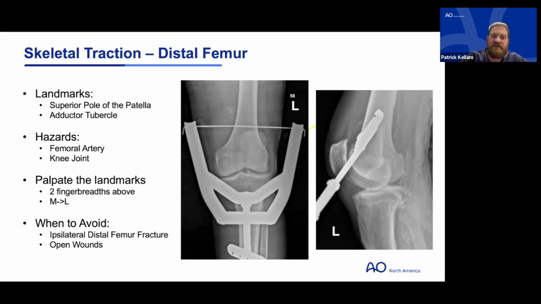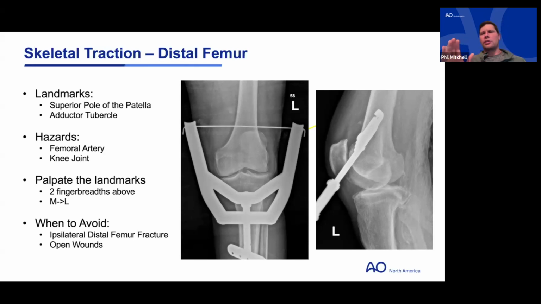When to avoid distal femoral traction: ipsilateral open or ipsilateral distal femur fractures. You don't want to place a wire through a femur fracture. And then open wounds, if there are open wounds around that knee that the wire would potentially go through, it might be better to place proximal tibial traction.